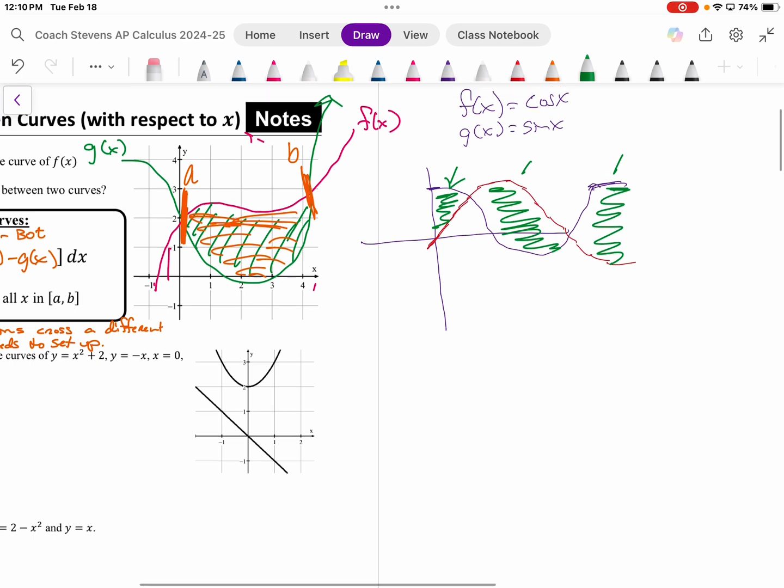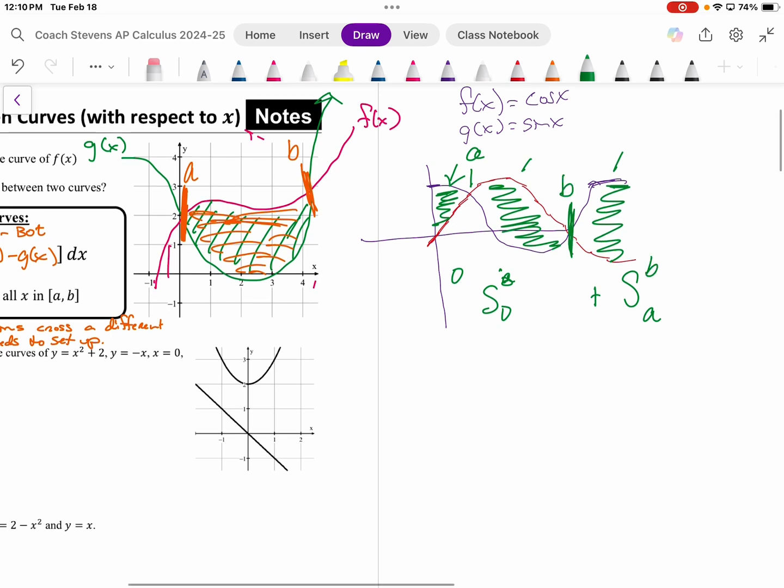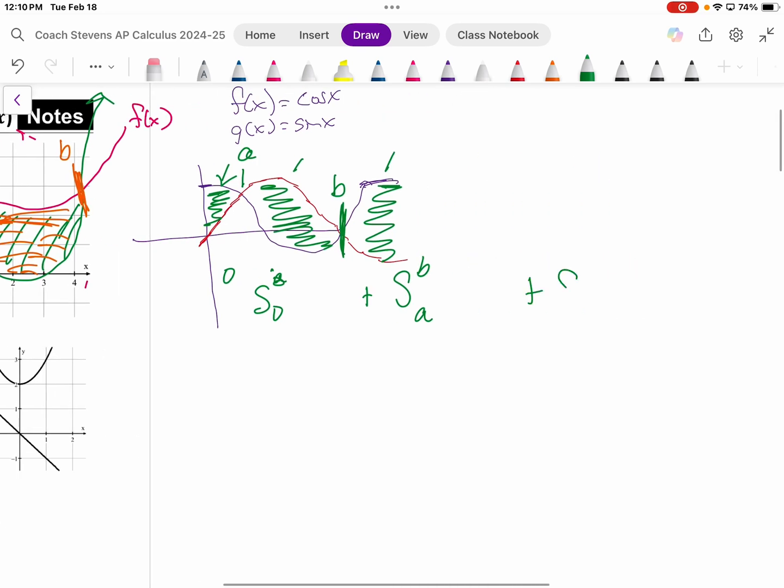We would find from 0 to this point, that's my first integral. Let's call that point A. Then I would add another integral from A to the next point where they cross. That's my B. And then I would add another integral. I didn't sketch it perfectly, but eventually I'd end up going from B to maybe 2 pi.